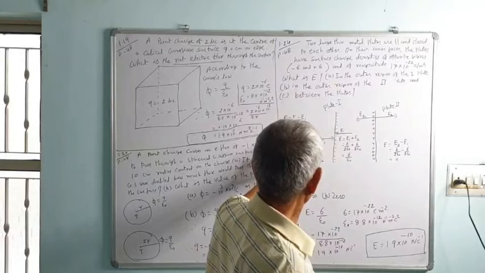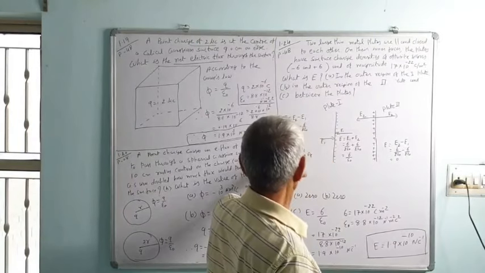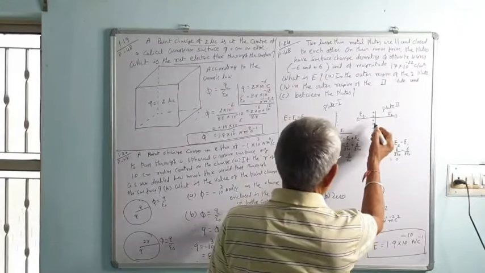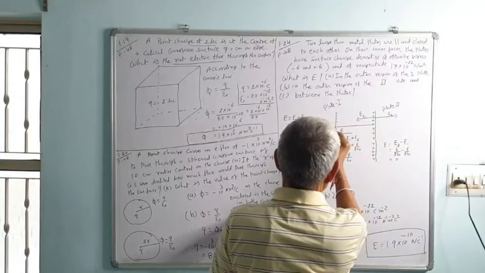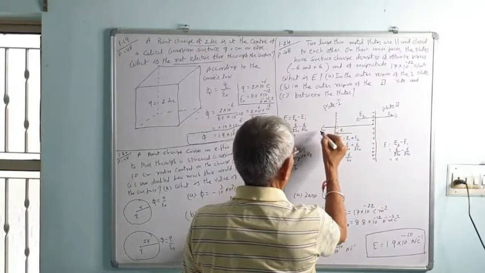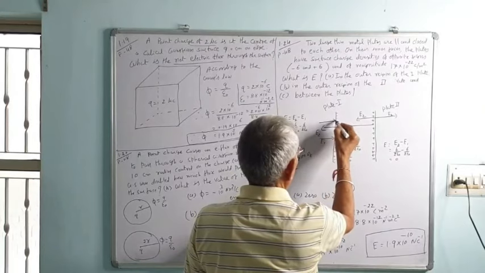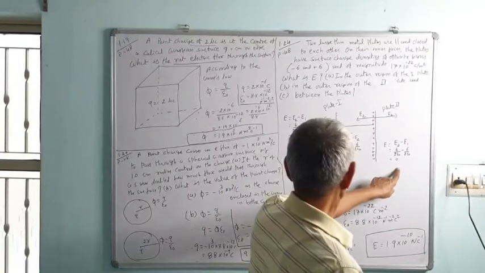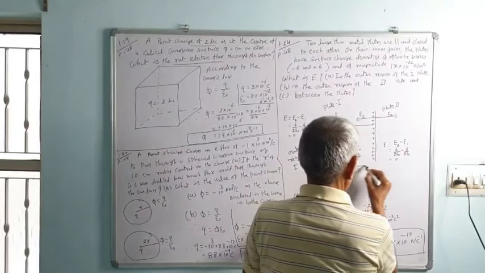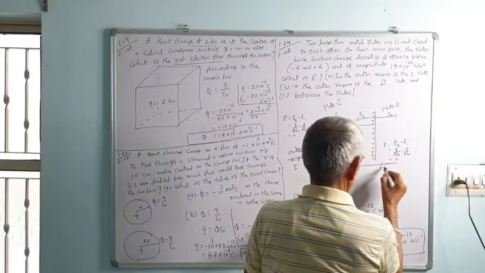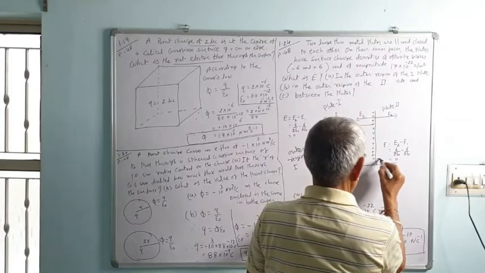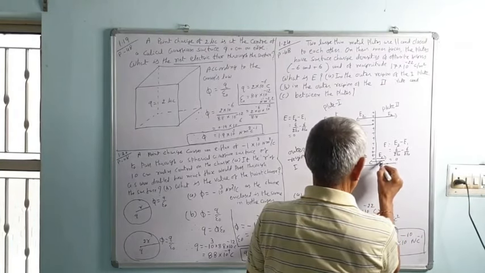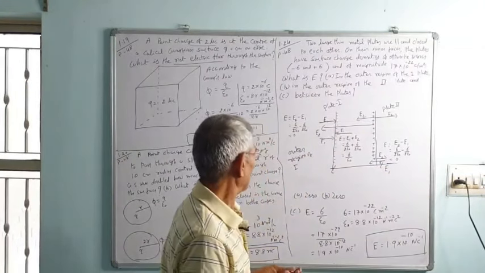We know that outside the region of plate 1, the electric field is 0. E2, due to the positive charge plate, is in this direction, and due to the negative charge plate, this is the direction of E1, which is inward, as we know already. So E2 minus E1 will be 0. Similarly for this region also, this is the direction of E1 and this is the direction of E2. So E2 and E1 are in opposite directions, so the net electric field is also 0.